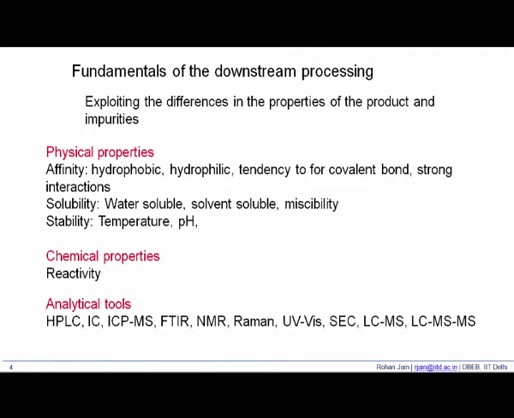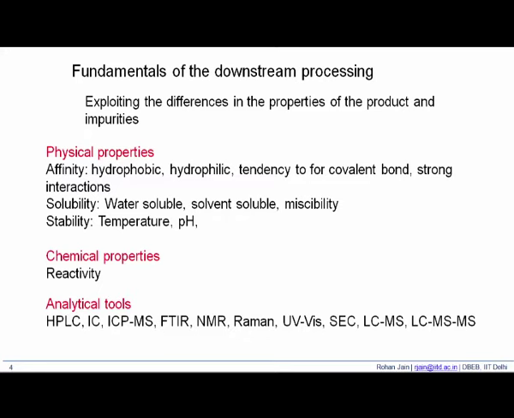What is the fundamental of downstream processing? If I have to sum it up in just one or two lines, the fundamental is exploiting the differences in the property of the product and impurities. This is the fundamental of downstream processing. Essentially what it means is that we want to separate product from the impurities by exploiting the difference in their properties.